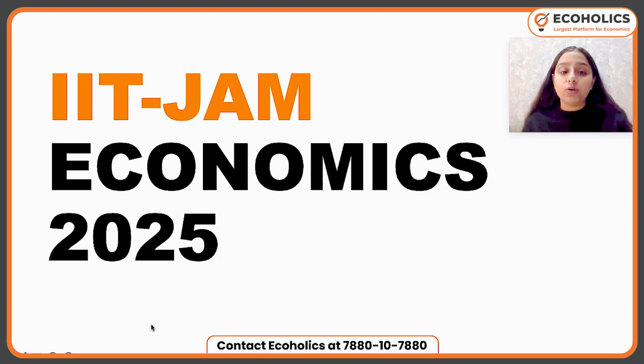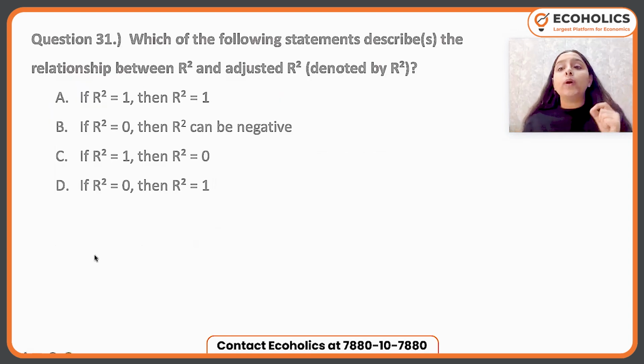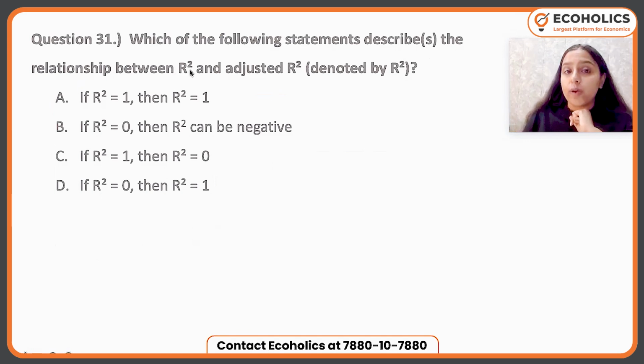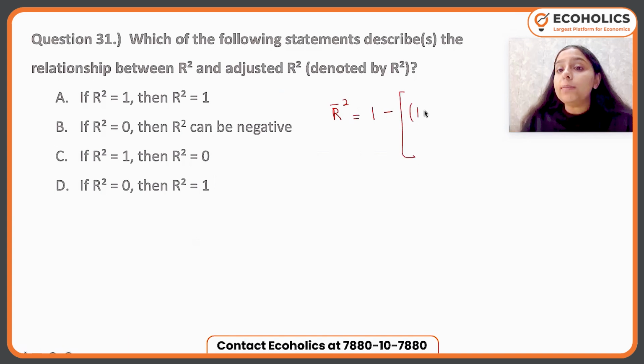In this video, I will be taking up question number 31. Question number 31 says, which of the following statements describe the relationship between R square and adjusted R square, which is denoted here as R square only. That was given in the paper. Now, what is the formula for adjusted R square? R bar square is adjusted R square, that is 1 minus (1 minus R square) times the degrees of freedom term, which is (n minus 1) upon (n minus k).